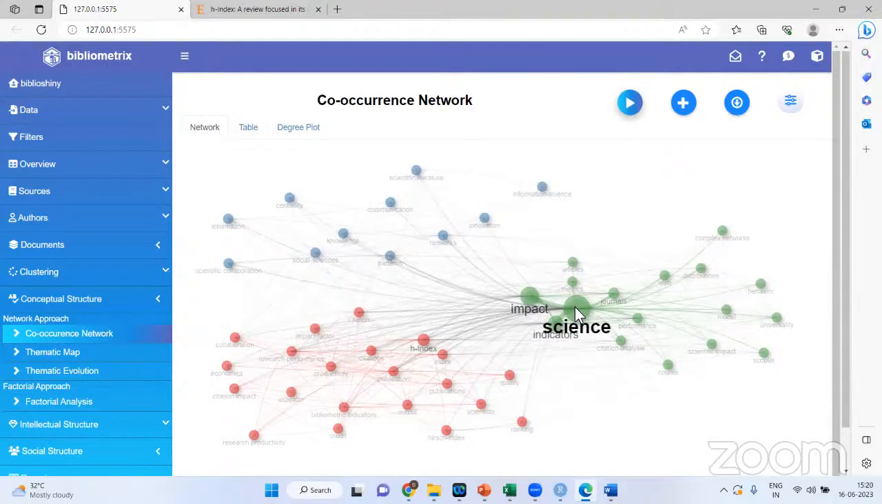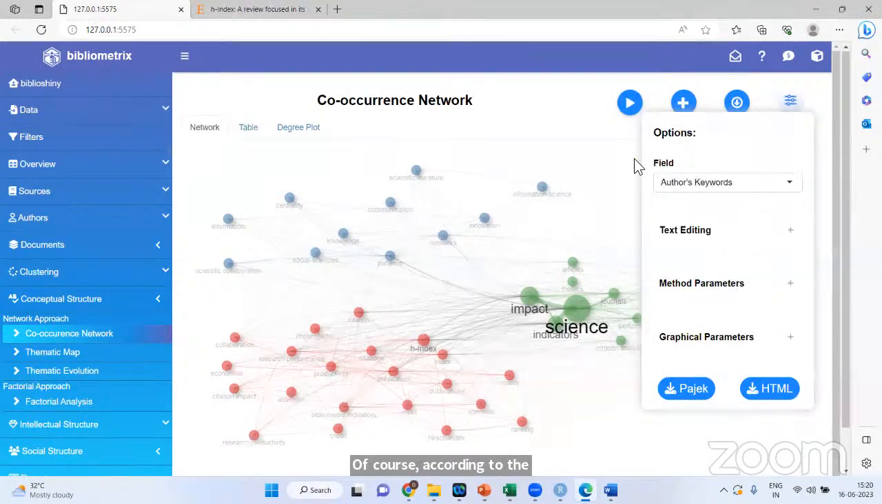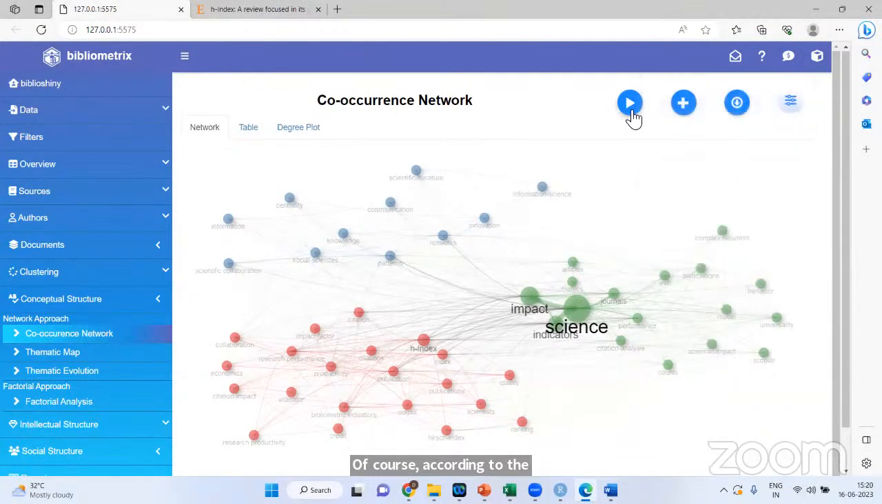Just see the pattern in writing the papers. So all those who are writing, they are writing on web, distribution, complex network, behavior, model. They are basically related to science. Here, there is another type of network. If you want to change the network and see the network according to the author's keywords, activate author's keyword, play.